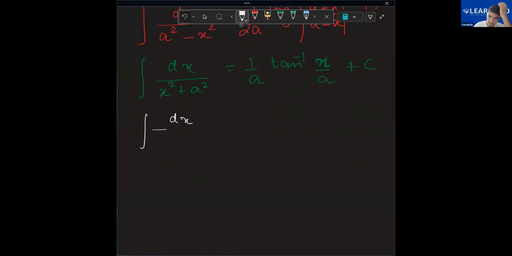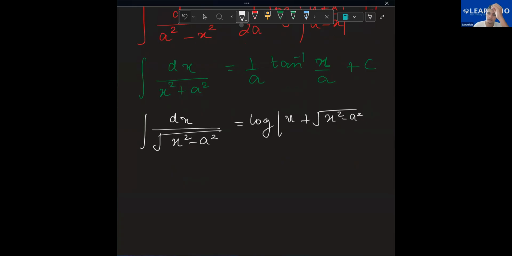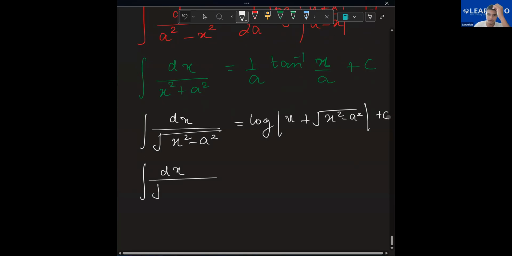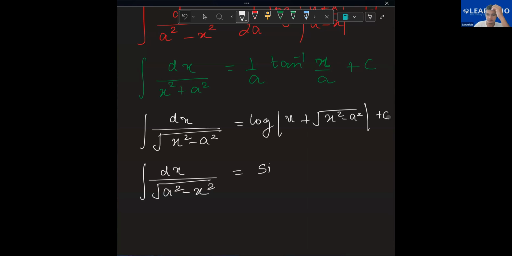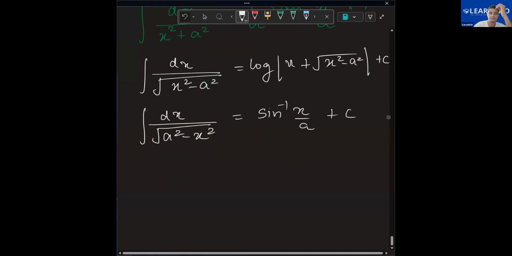For dx upon under root x square minus a square, you have log of x plus under root x square minus a square plus c. And for dx upon under root a square minus x square is equal to sine inverse of x by a plus c.